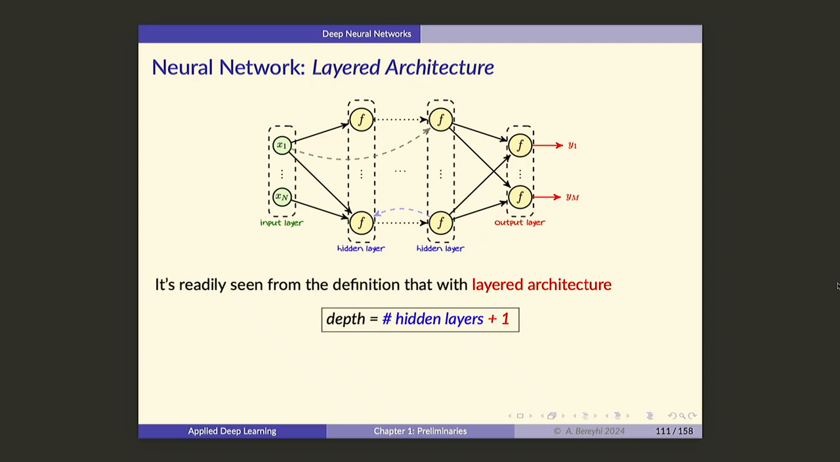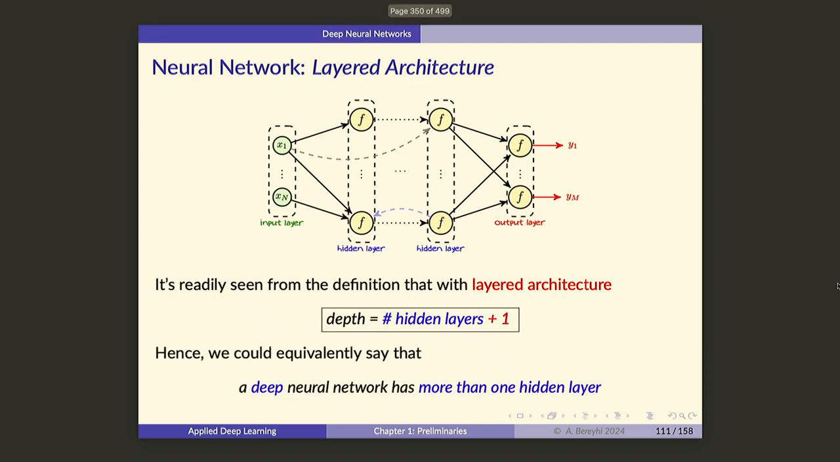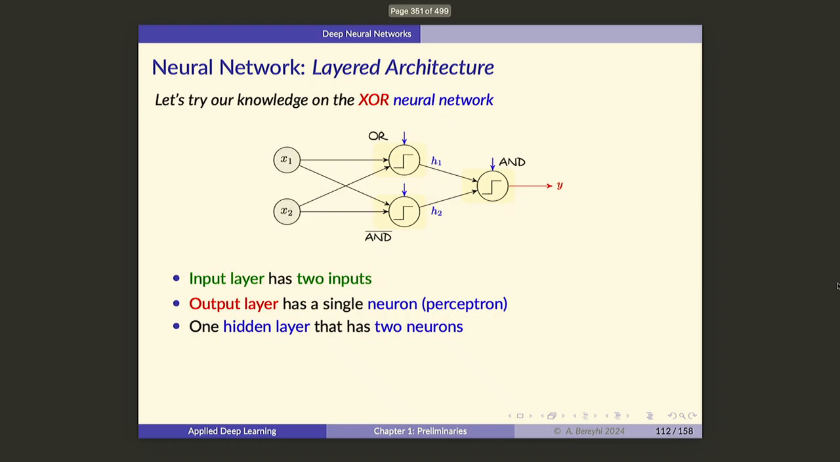The one which has more than one hidden layer, yeah? Two or more, right? So if you have more than one hidden layer, then you are dealing with a deep neural network. Clear? So anything with more than one hidden layer is a deep neural network. So it doesn't really need to be that deep, yeah? Clear? Good.